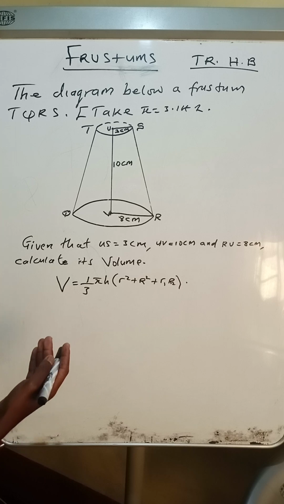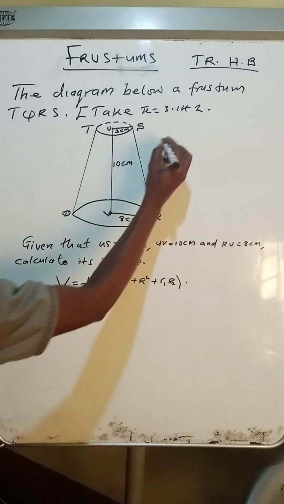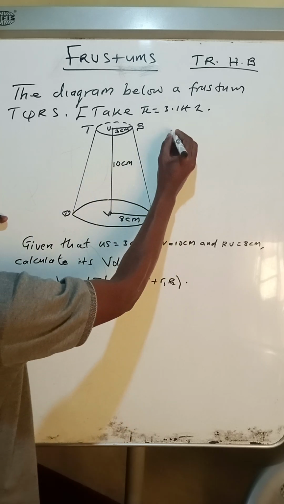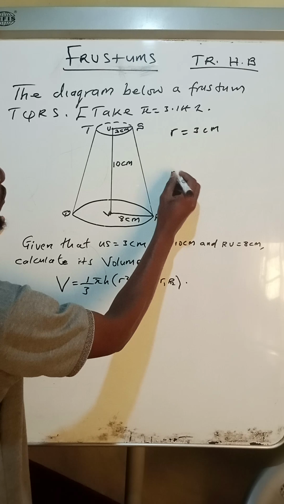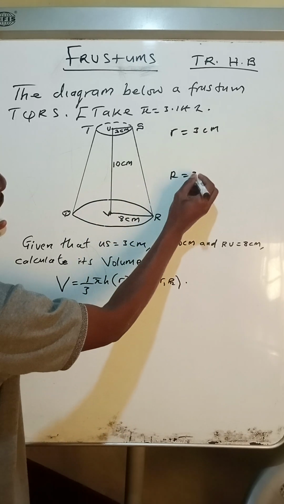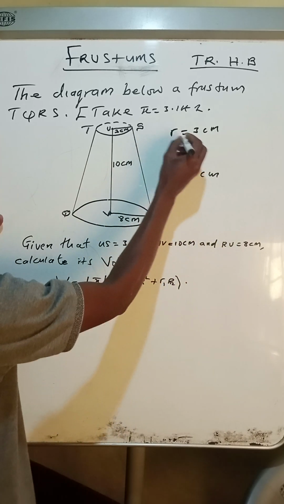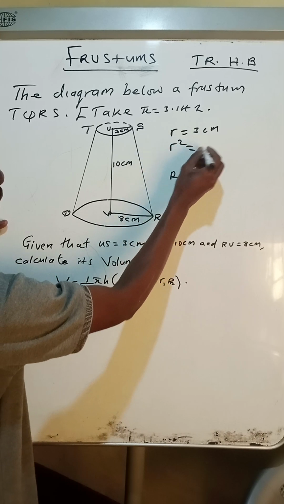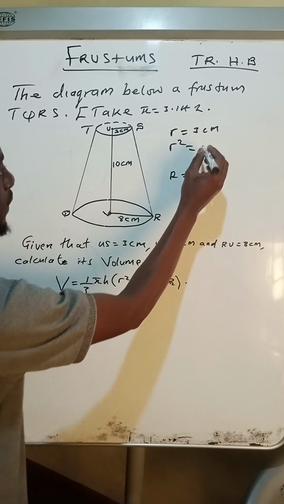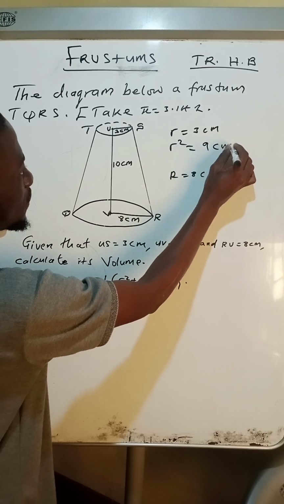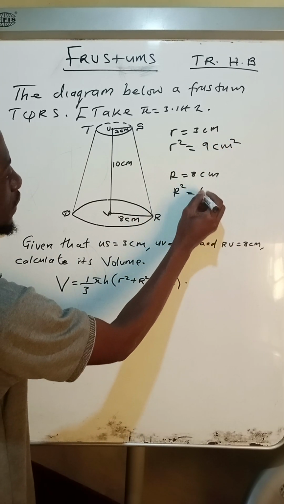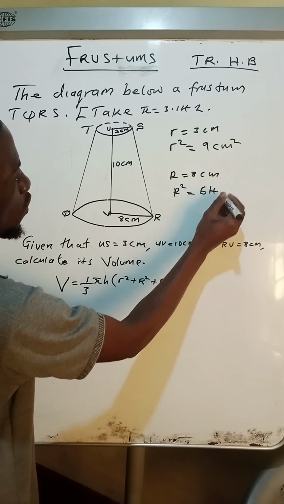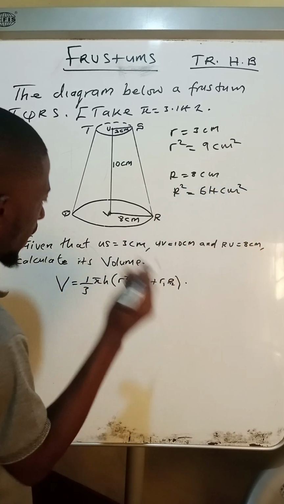So you need to identify the value for small r. The value for small r here is 3 centimeters, and the value for big R here is 8 centimeters. So we'll square these. Our r squared, you are multiplying 3 times 3 to give us 9 centimeters squared. Then our big R squared will give us 64 centimeters squared.